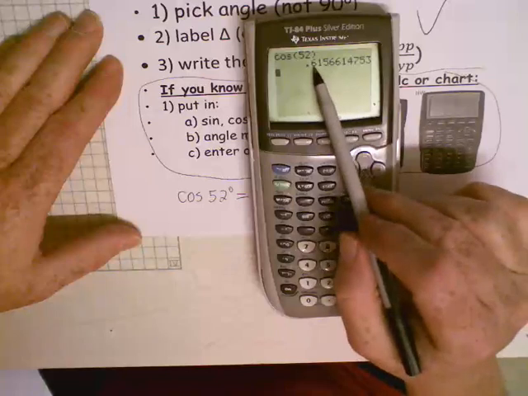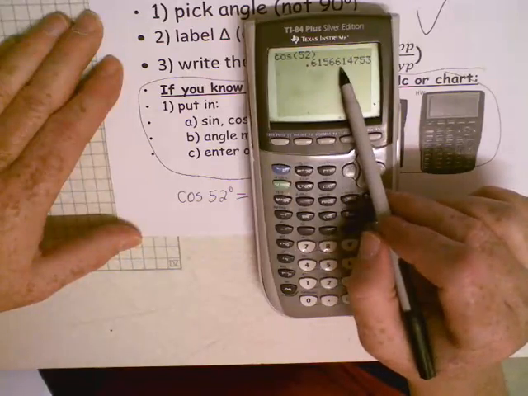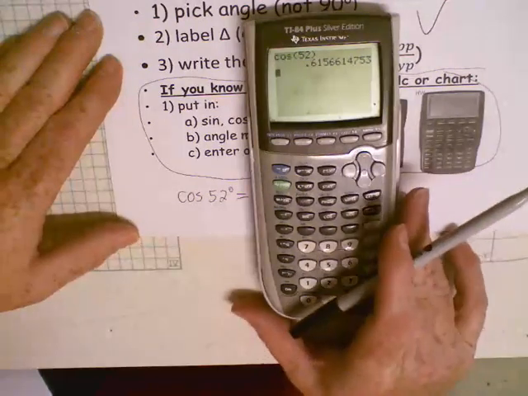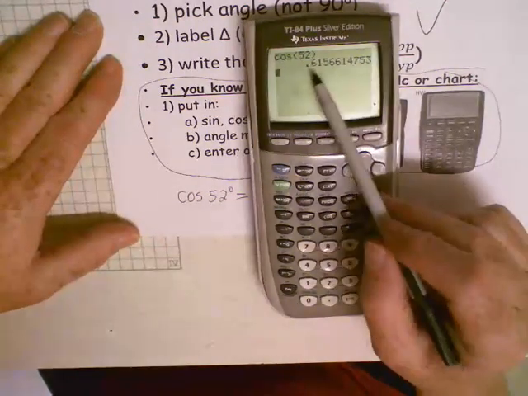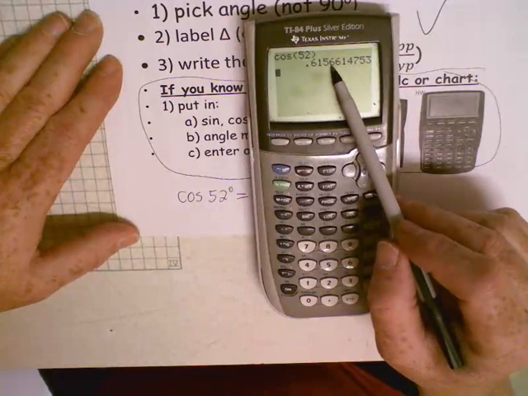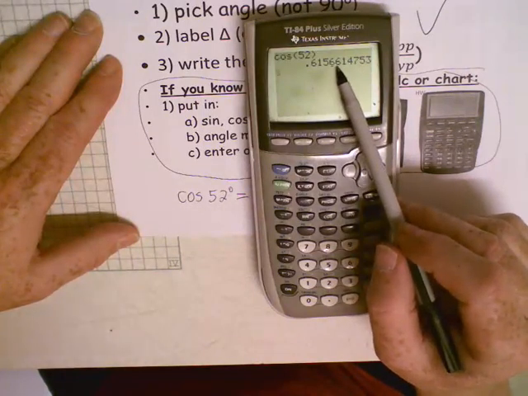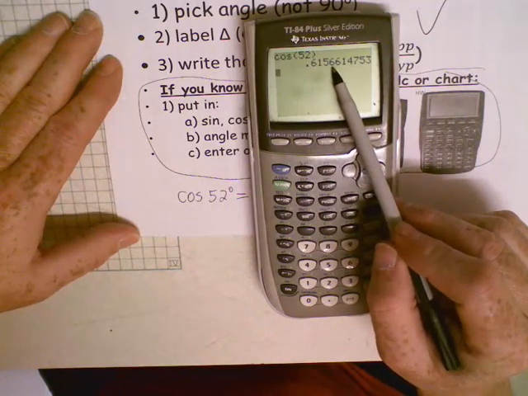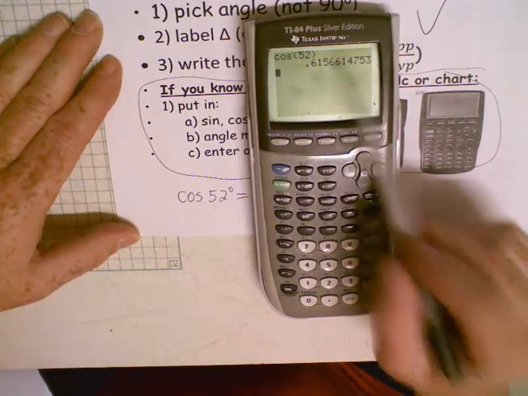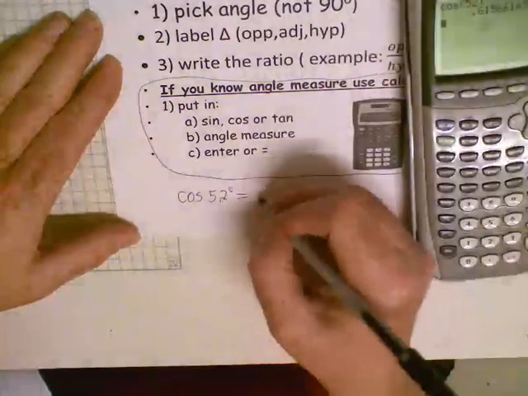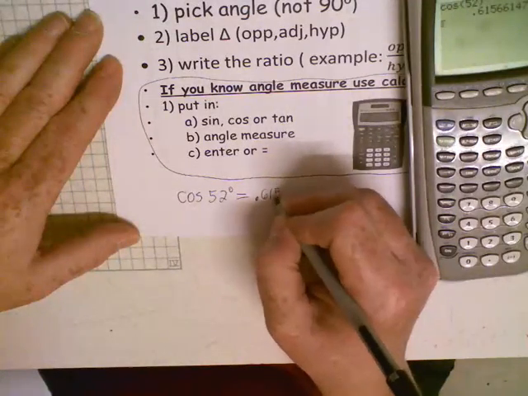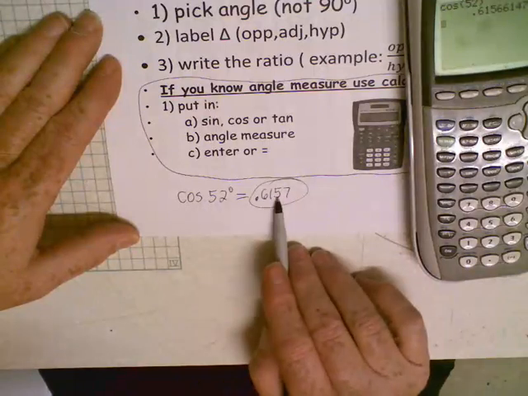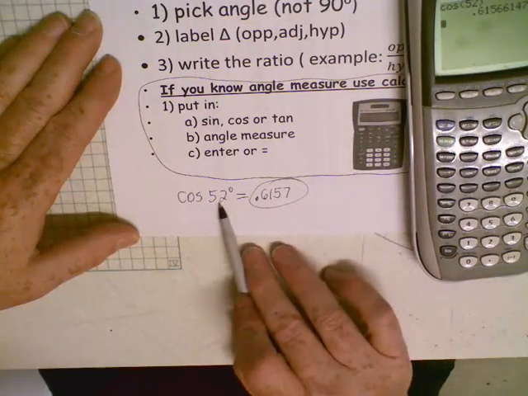All of these answers we're going to round off to 4 decimal places, and that's what it says to do on your assignment. You're going to go out 4 decimal places, so we're going out to the 10,000ths. So 0.615, then we got a 6, but that other 6 tells us round that up to a 7. So 0.6157. That's our answer. That's the cosine of a 52-degree angle.